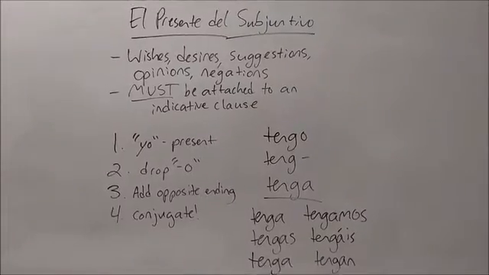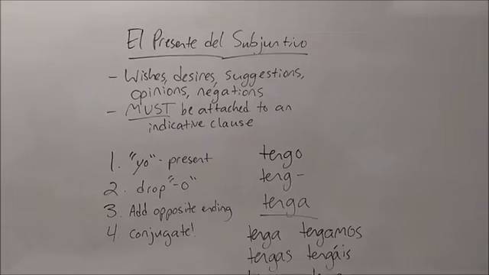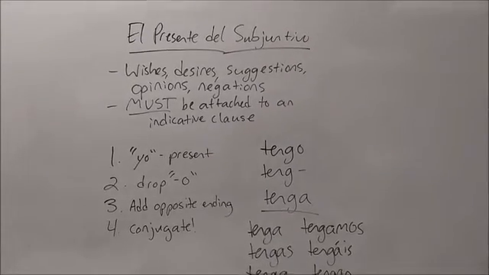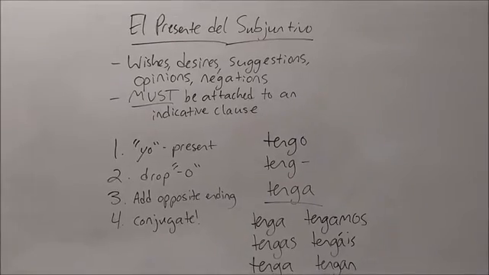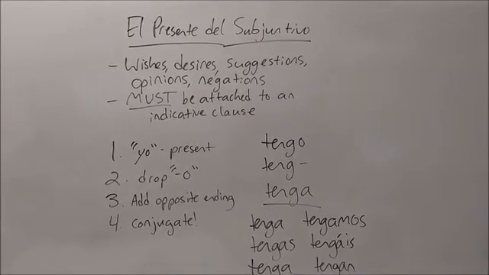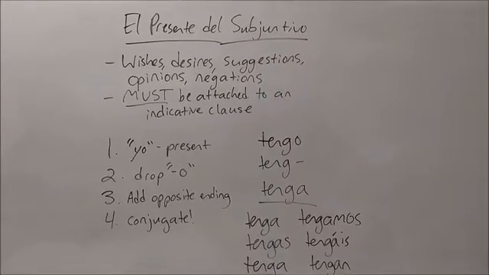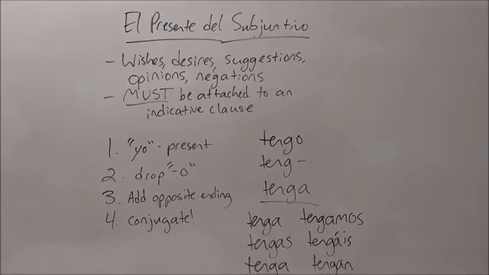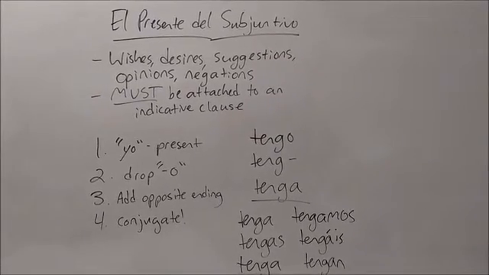Those that I've talked about so far are what's called the indicative. Now we're moving on to your favorite, the subjunctive. We're going to start with present subjunctive. El presente del subjuntivo expresses wishes, desires, suggestions, opinions, negations, etc. Subjunctive is special because it can't exist on its own. It has to be attached to an indicative clause.